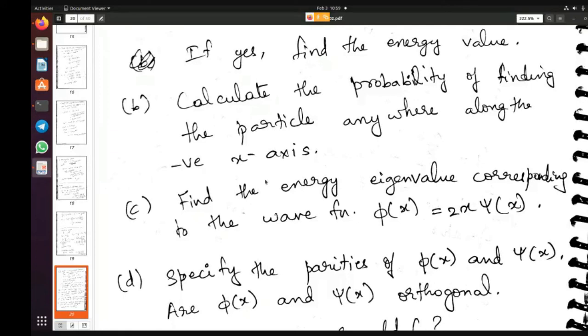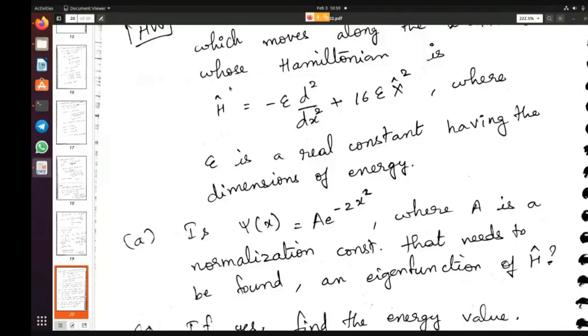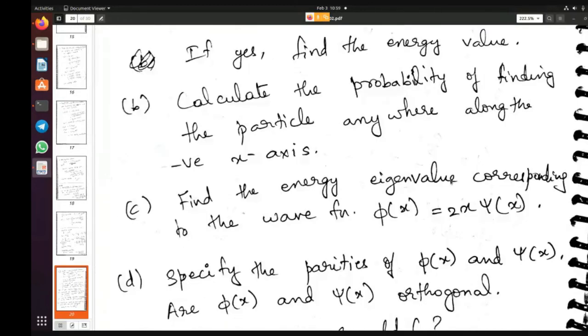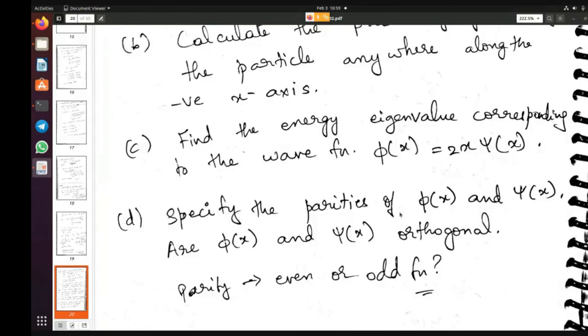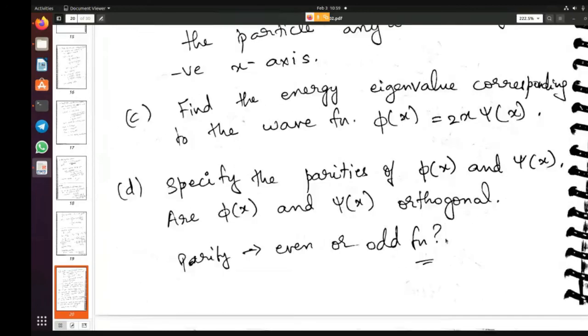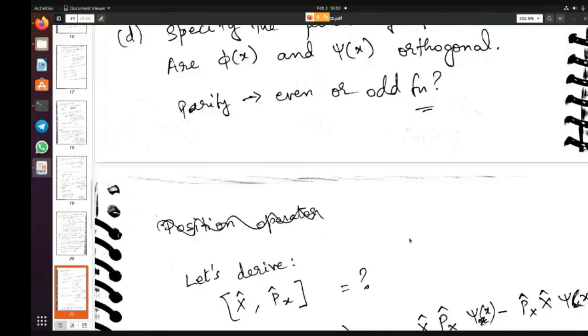All right, then the next question is to find the energy eigenvalue corresponding to the wave function. This is a new wave function, so you have to apply the same Hamiltonian here and find the energy value. Then specify the parities of phi of x and psi of x. Basically they want you to state whether phi of x and psi of x are even functions or odd functions. That's it. So I'll stop here and we will continue tomorrow.